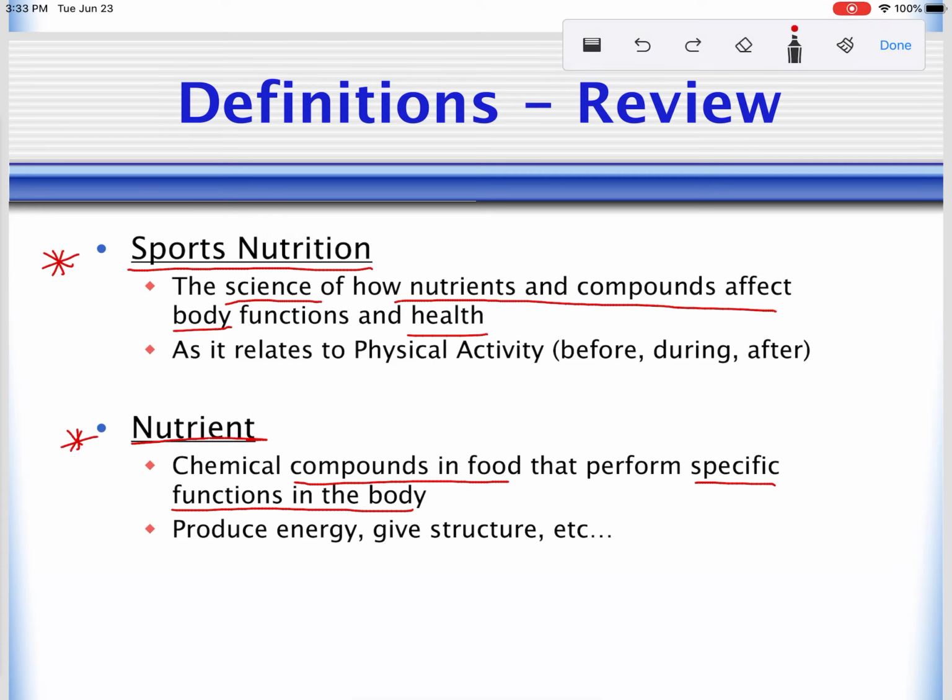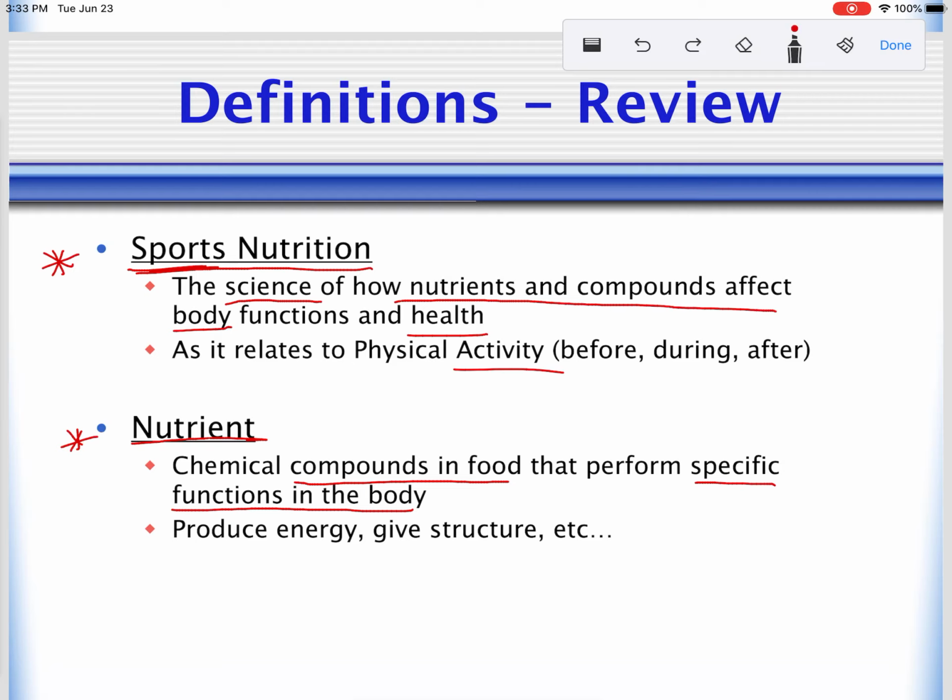And then we just add the word sports in front of it. So we're talking about nutrition as it relates to activity or sports. I'm sure many of you are athletes. I'm an athlete, granted I'm a master's athlete now, which is kind of scary, not because I'm that good, but because of my age.